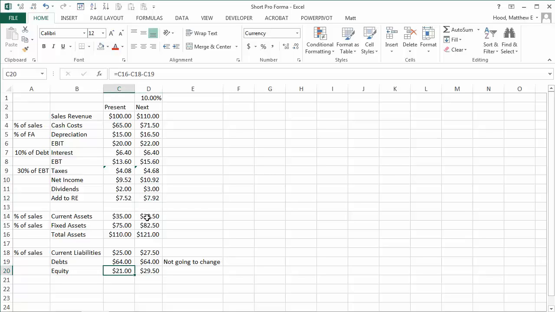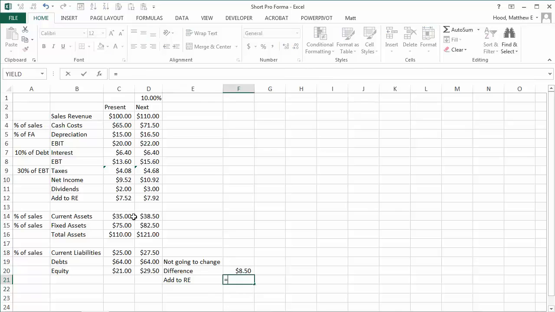Well, my equity number here goes from 21 to 29. So this difference, let's put this right here, is $8.50. And that difference is partly coming from additions to retained earnings, which is $7.92. The remaining would have to be new capital raised.